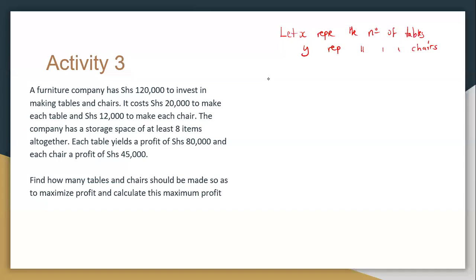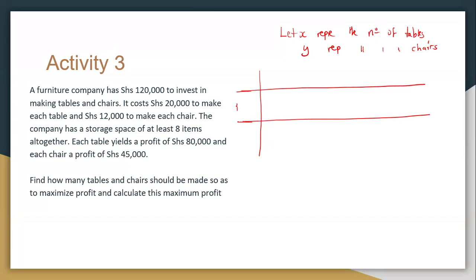The best way to summarize these items is drawing a simple table. I'm going to draw a simple table, and first label what I have after defining the two variables: I have my tables, I have my chairs. I want you to be very observant of what I'm doing, because when you make a summary, it becomes very easy for you to come up with the inequalities. They're telling us that a furniture company has 120,000 to invest in making tables and chairs. It costs 20,000 to make each table and 12,000 to make each chair.